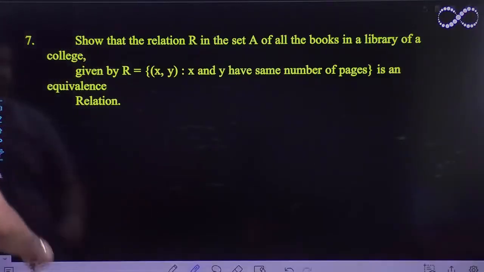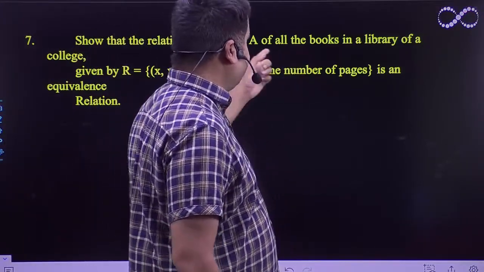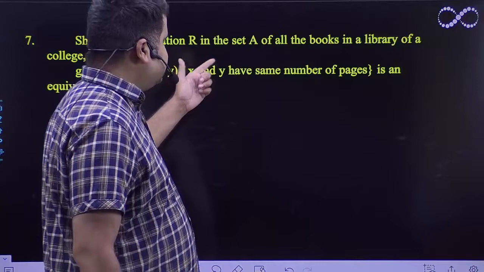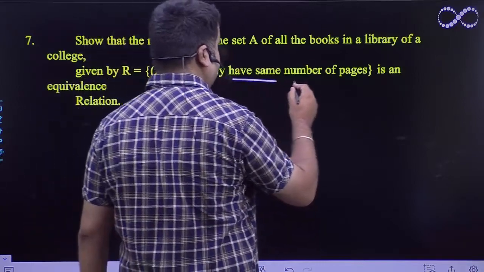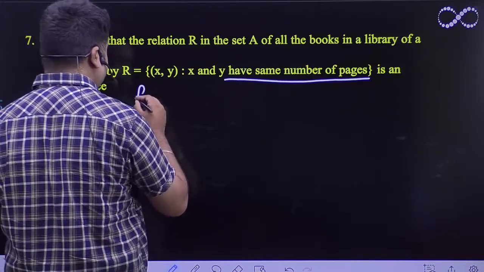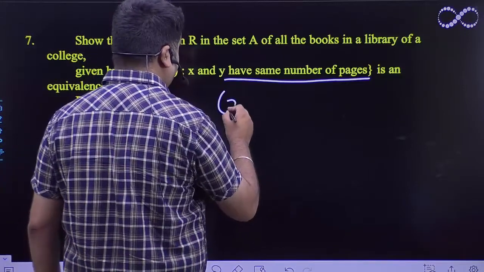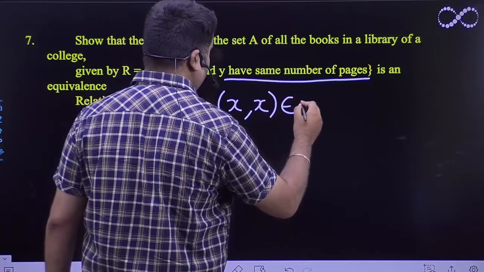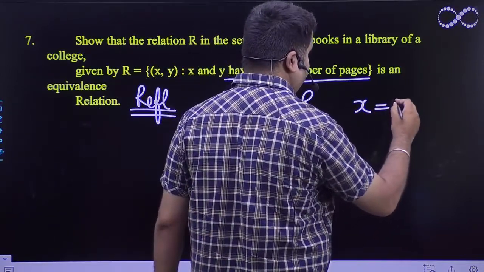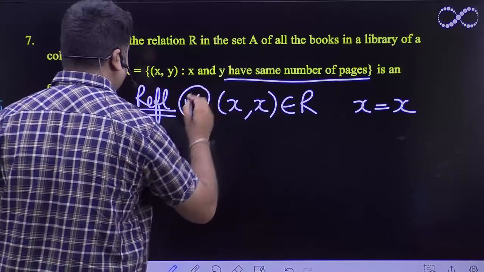So 7th one is, show that R in the set A of all the books in a library of a college given by R = {(x, y): x and y have same number of pages}, is an equivalence relation. So for equivalence relations, let's first check for reflexive property. (x, x) will belong to R because the number of pages of x will be equal to the number of pages of x. So therefore this satisfies the reflexive property.